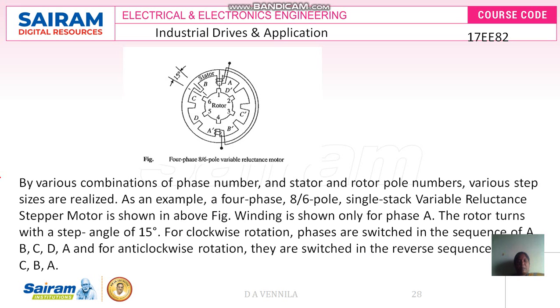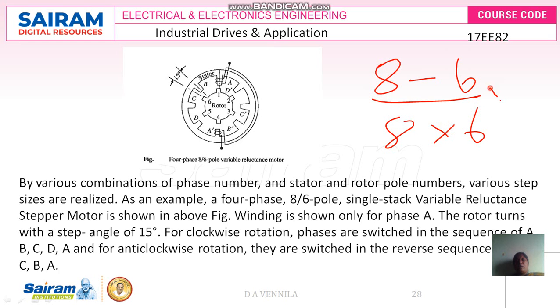Now another type of stepper motor. Here, an 8 bar 6 pole stepper motor means 8 stator poles and 6 rotor poles. The step angle is 8 minus 6 divided by 8 into 6, into 360 degrees. So the step angle is equal to 15 degrees. For each phase excitation, the movement of the rotor will be 15 degrees.